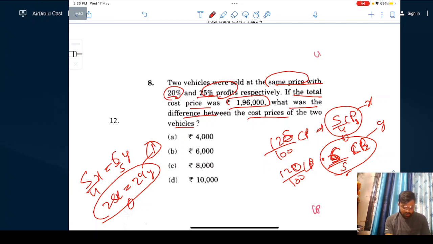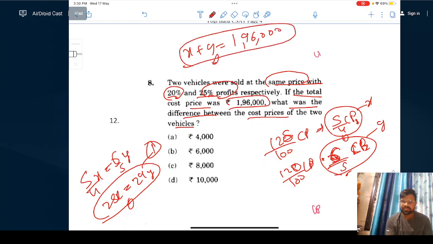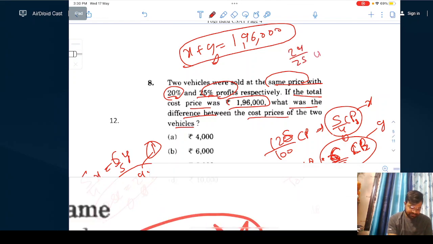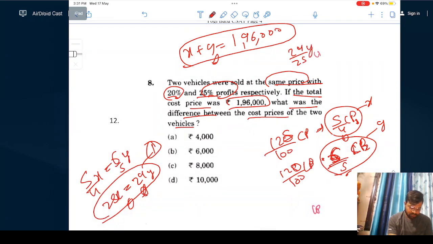Now the sum of both CPs, X plus Y, is equal to 1,96,000. This is given. The sum of both CPs is this, and this is the second equation. Please put it down any way. So let us say X is 24 by 25 of Y. Putting the X value, 24 by 25 Y plus Y is equal to 1,96,000.